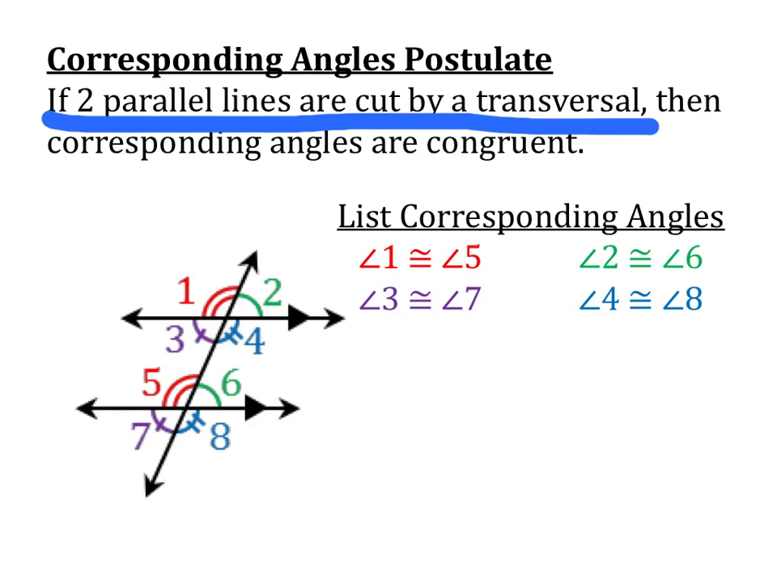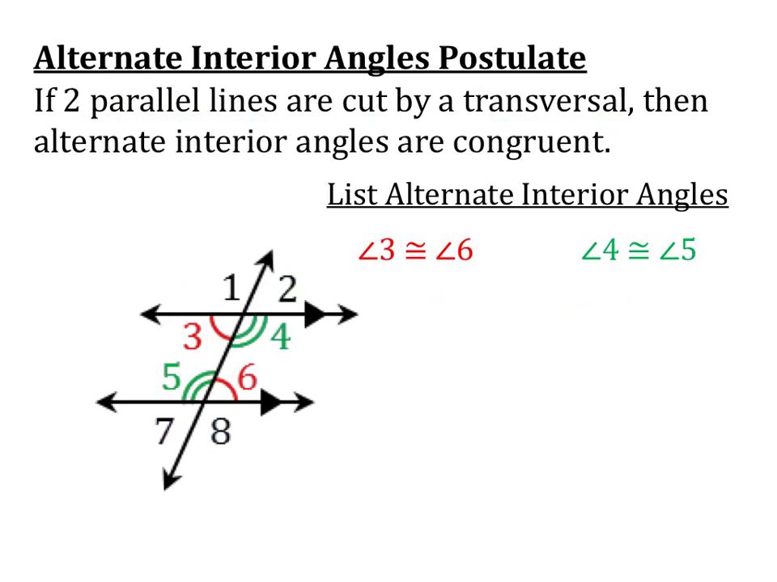So that means angle 1 and angle 5 are equal, so you see they have the congruency marks. Angle 2 and angle 6 are equal or congruent. 3 and 7 are congruent, and 4 and 8 are congruent. So this is very useful when solving problems.